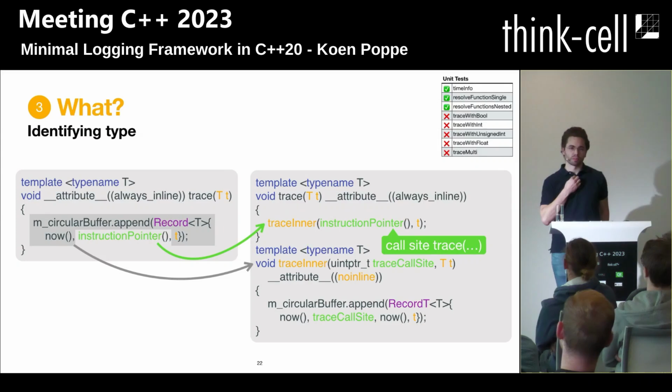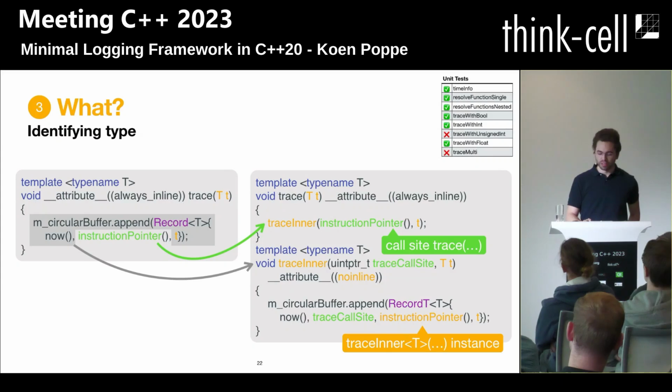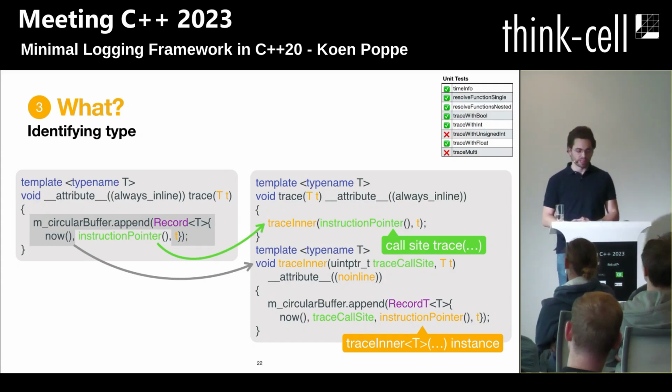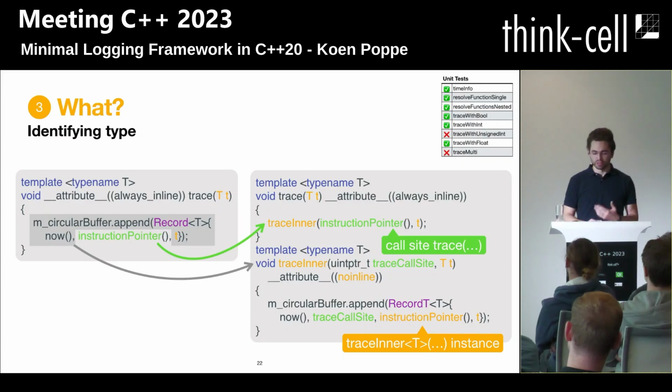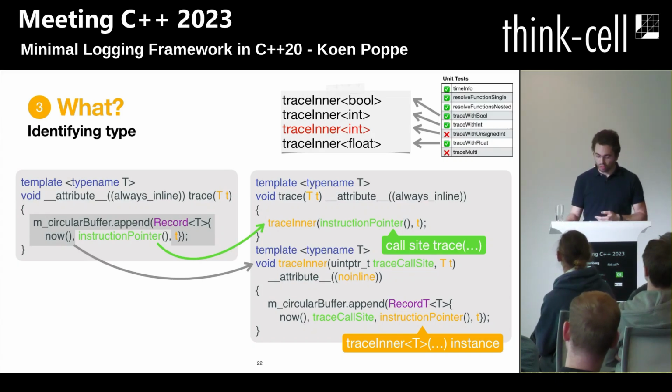Then we can add a second part, a trace inner method, which is not inlined and where we do the remainder. Of course, this alone doesn't change anything, but what we can do now, and that's one of the main tricks here, is call this instruction pointer method again, because once we get into this bottom function, this trace inner, we still know the type information of the template that was passed there. So if we resolve this second instruction pointer, we will be able to see, okay, this was a trace call which was called with a boolean. This was called with an integer, with an unsigned integer.